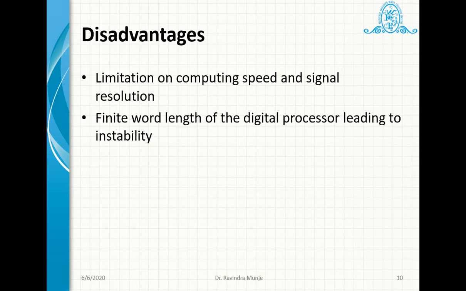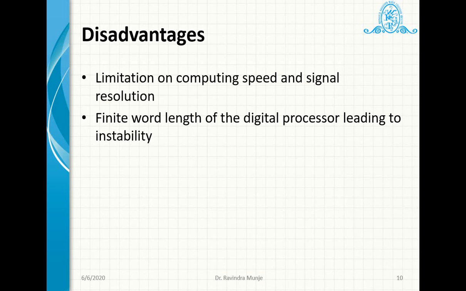But in the case of the digital control system, there is a limitation on computing speed and signal resolution. Right? The second disadvantage is that the finite word length of the digital processor often translates into system instability in the form of limit cycles in the closed loop. So there is a finite word length in the digital processor. As a result, the system may go unstable, and there may be some limit cycles in the closed loop system. So these are some of the disadvantages associated with the digital control system.